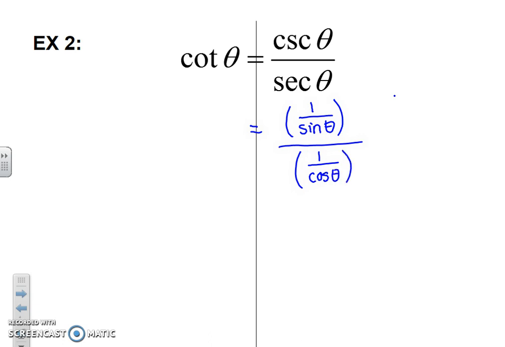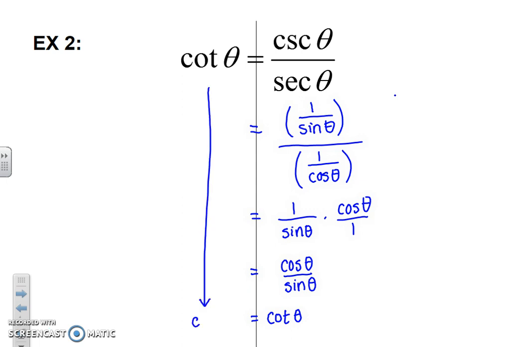So now what we have here is a complex fraction. We don't like to have complex fractions, so we are going to divide those fractions. It's easy as pie. We are going to flip the second and multiply. Whenever we do that and multiply, we get cosine theta over sine theta. And cosine theta over sine theta is cotangent of theta. So now I see that both sides are equal here, so I know I have verified that identity.